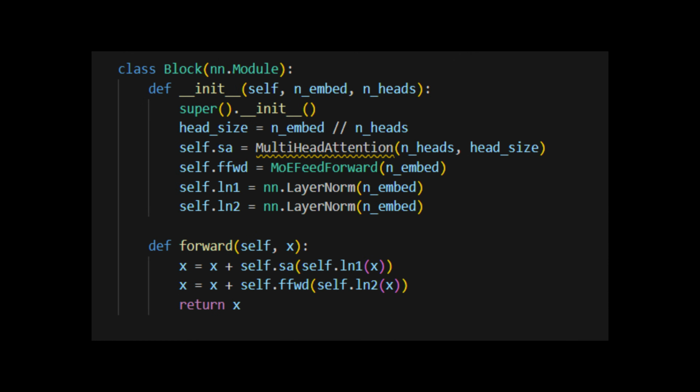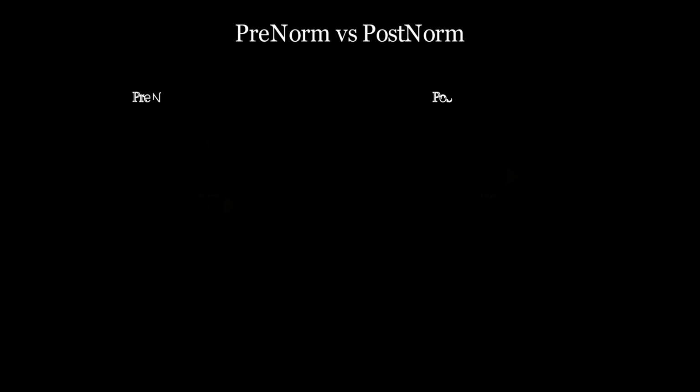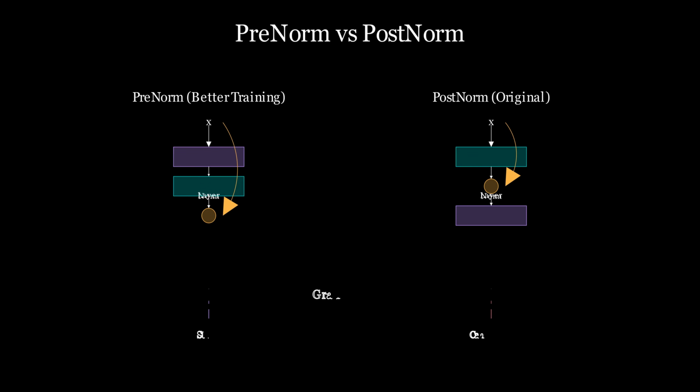Next phase is the block. Transformer block with PreNorm. This is a standard transformer block with a PreNorm architecture, meaning layer norm is applied before each sublayer. Layer normalization normalizes the input before sending it to the attention layer. You can ask, why PreNorm? It helps with gradient stability and prevents exploding and vanishing gradients in deep transformers.